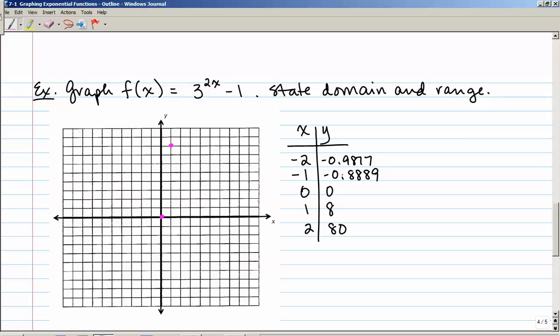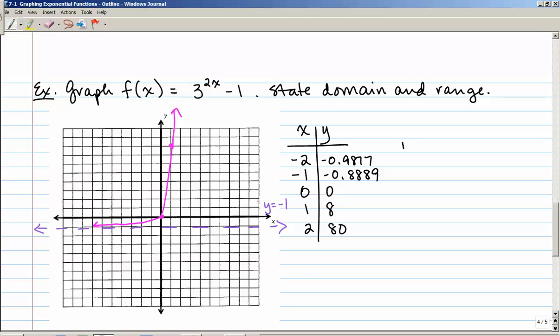And what these are doing is they're actually approaching my asymptote, which is the line y equals -1. So when I draw this, I'm not going to worry too much about what those points are, but it's going to do something like that. Okay, and then take off real fast in the other direction.